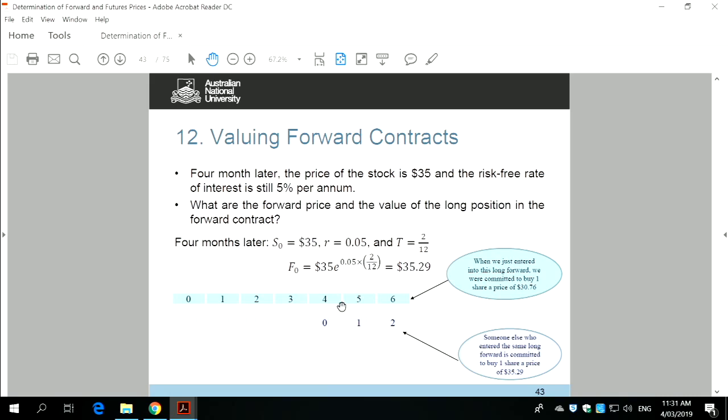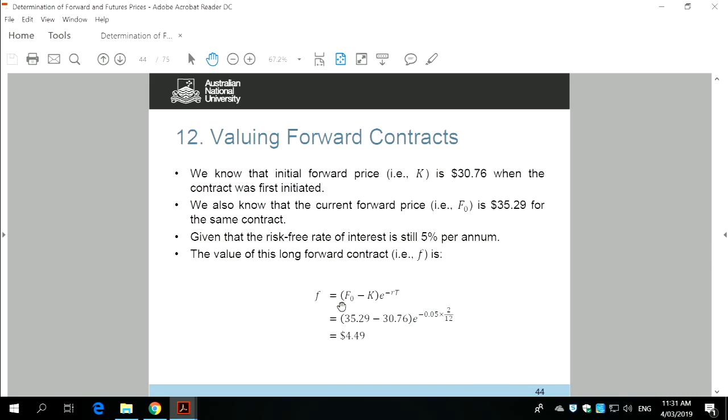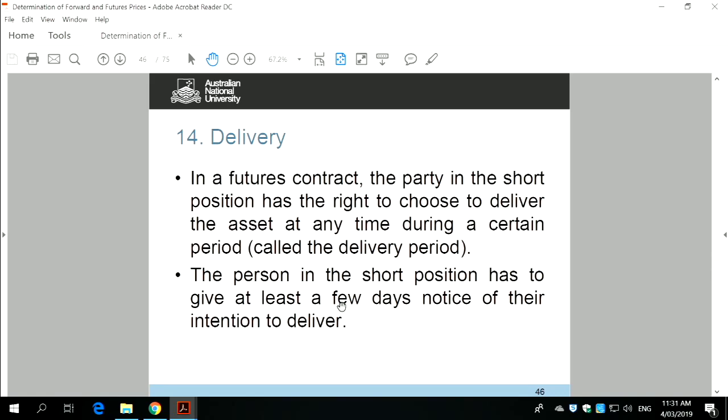Can we move on? Can we move on to the next question? Okay. Good, we understand the valuing.